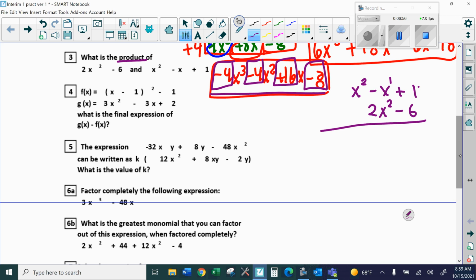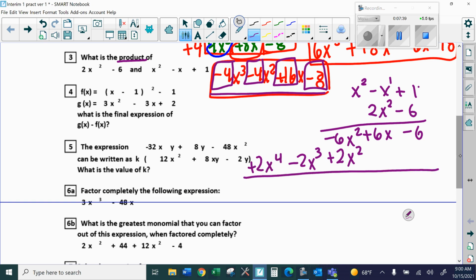Okay? So we're multiplying here. Negative 6 times 1, negative 6. Negative 6 times negative x is positive 6x. And negative 6 times x squared is negative 6x squared. Now I do 2x squared times 1 is 2x squared. I have to write that underneath the like terms. 2x squared times negative 1 is negative 2x cubed. And 2x squared times x squared is positive 2x to the 4th.